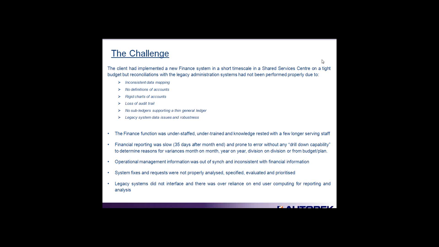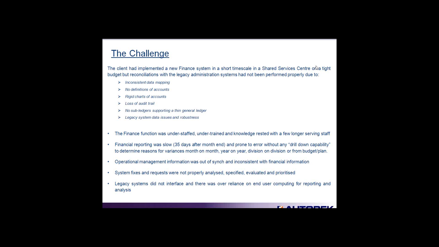So the challenge was they had a European shared service centre, multi-currency. They had a line of business system that was a client administration system that was integrated into the ERP system but didn't quite explain at a transactional level what was going on. And so we had quite regularly a bit of a plethora of inconsistent data mapping, a lack of definition around the purpose of accounts.